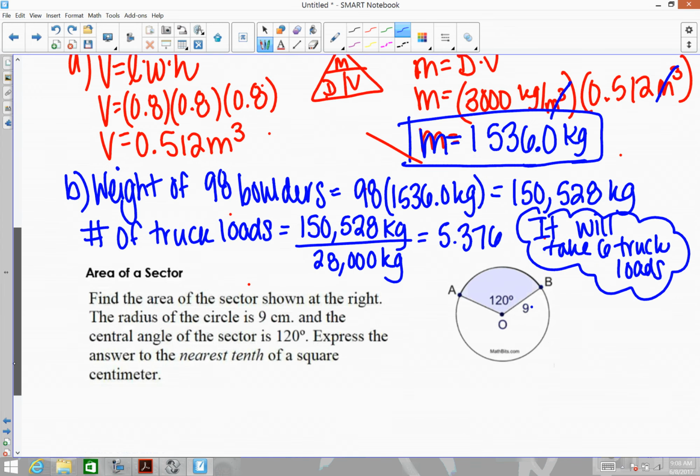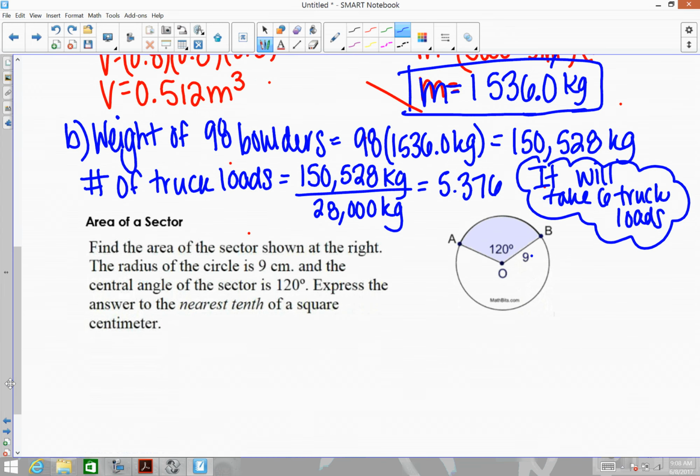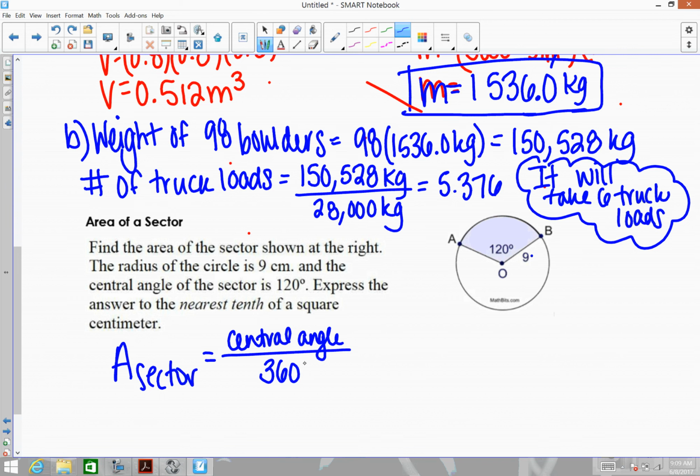And then the last type of problem on this page, area of a sector, is one you have to know your formula for. Usually there's a multiple choice or a short answer question. For area of a sector, just remember it's what portion of the circle you are dealing with. So it's whatever the central angle is divided by the total number of degrees, 360 degrees, times the area of a circle, pi r squared. Pi r squared is given to you on your reference sheet, but you have to be able to come up with this formula.